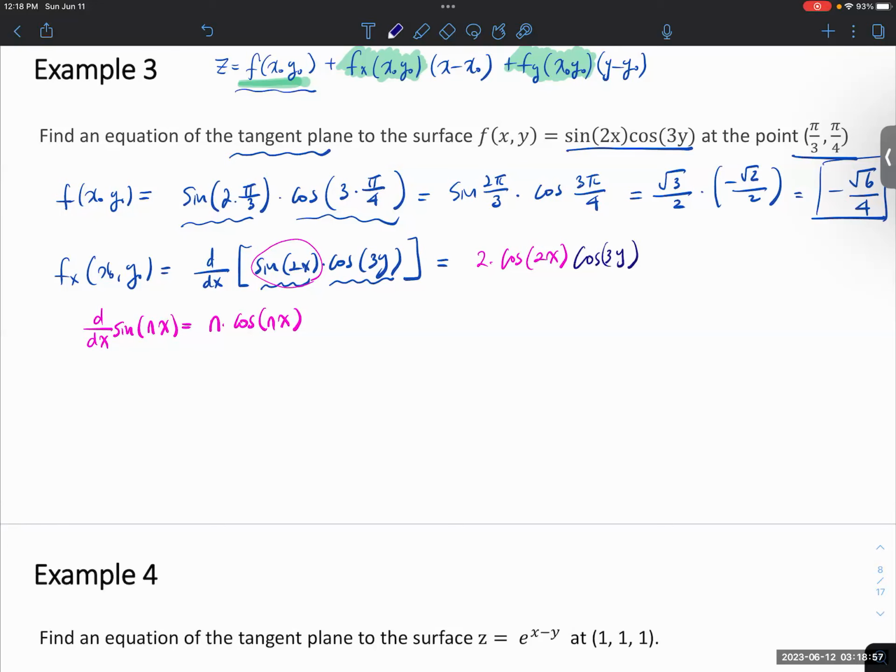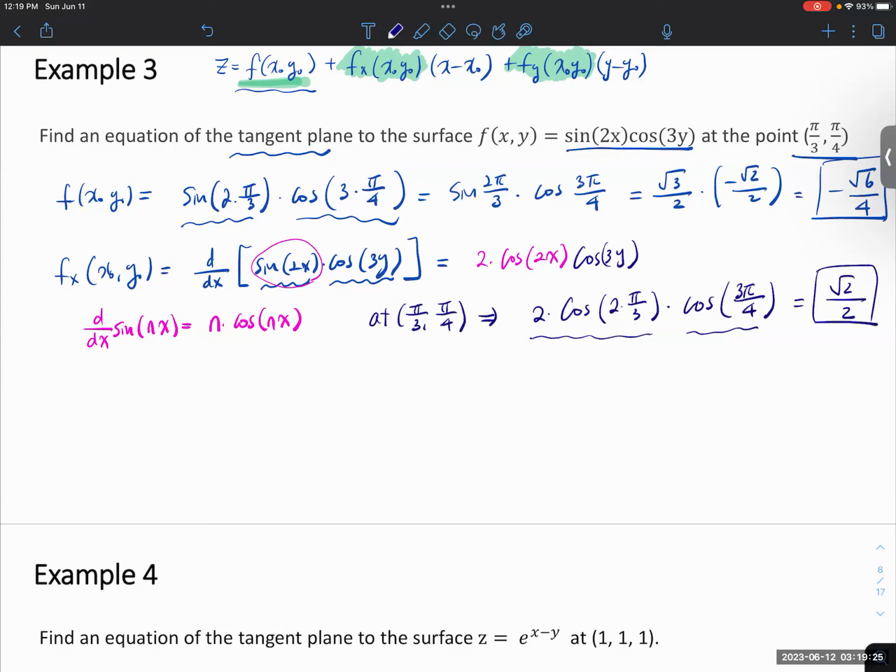I want to find it at pi over 3, pi over 4. So this is going to be 2 times cosine of 2 times pi over 3, times cosine of 3 pi over 4. You can calculate them. That should be, in decimal, around negative radical 2 over 2. So this is the partial derivative f sub x at (pi over 3, pi over 4). Let's keep on going.